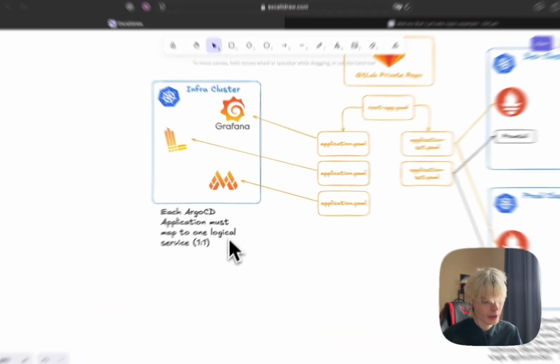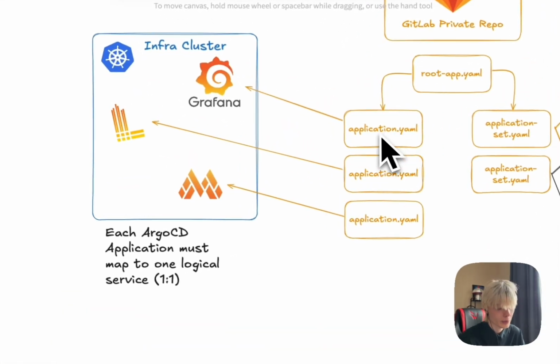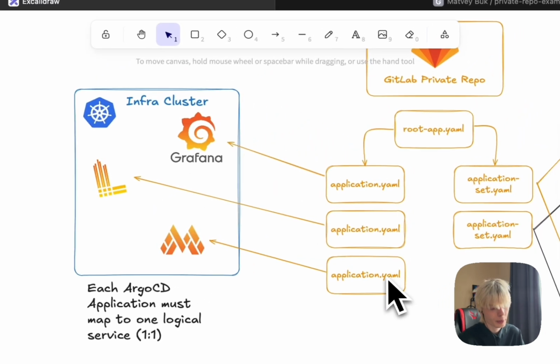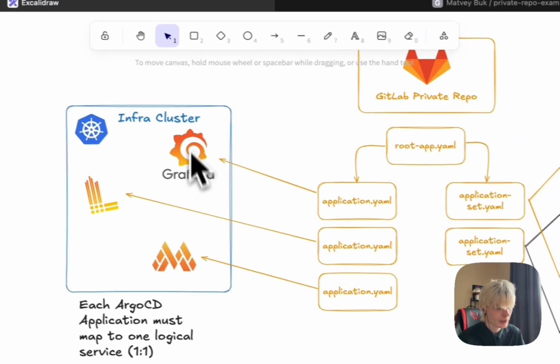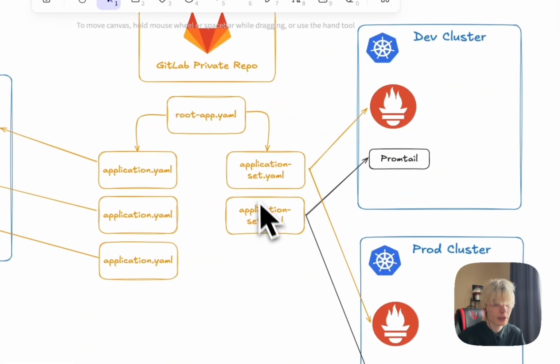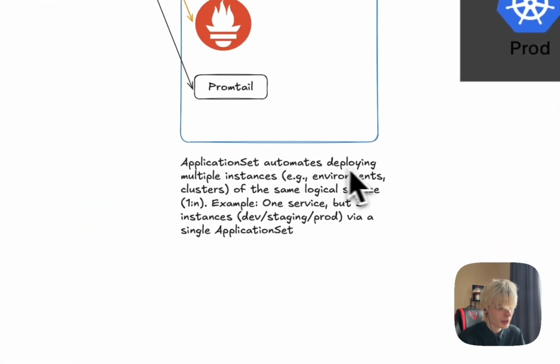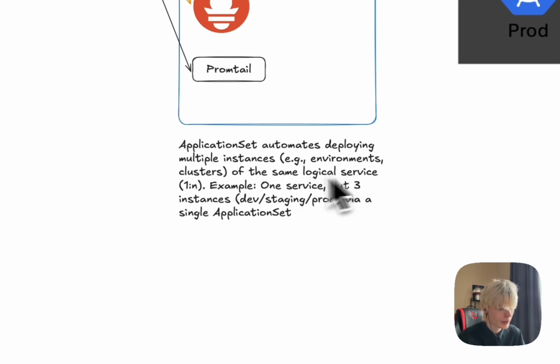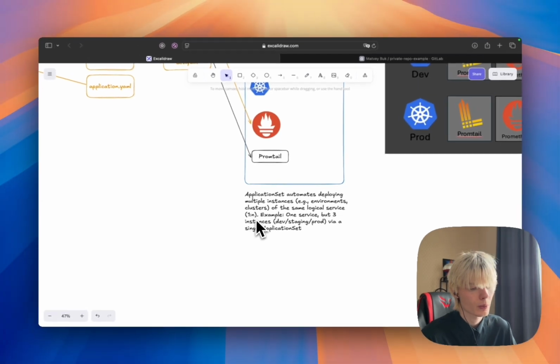So I think that's clear. So for example, the first application will deploy Grafana, another application will deploy Loki, and another application will deploy Mimir in our infra cluster. And there are application sets. An application set automates deploying multiple instances, for example, environments, clusters of the same logical service. So there is a one-to-many logic.